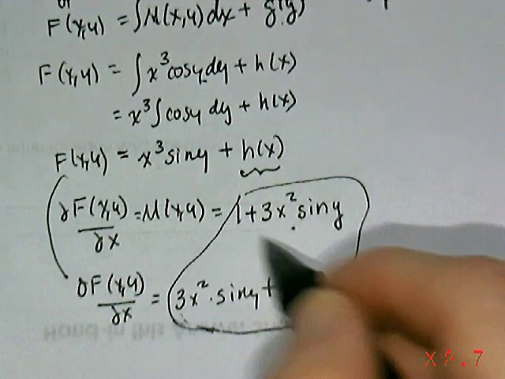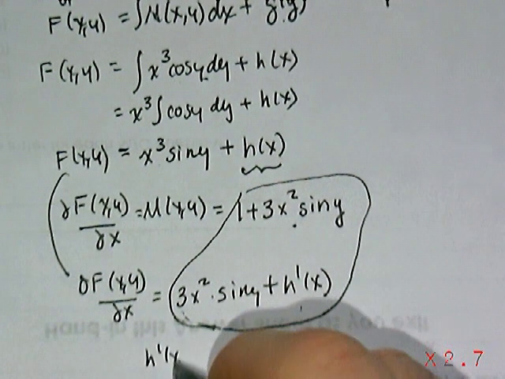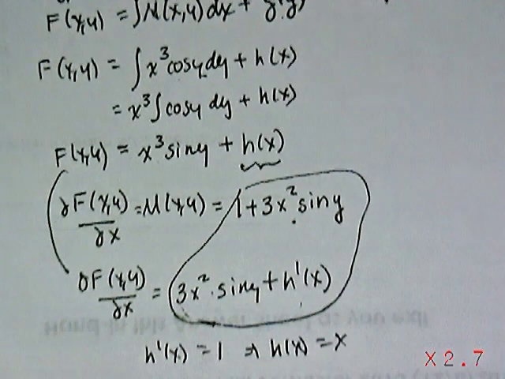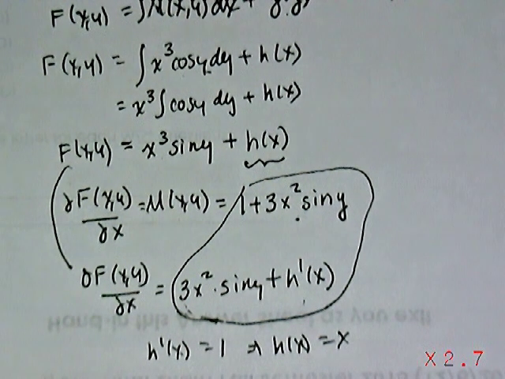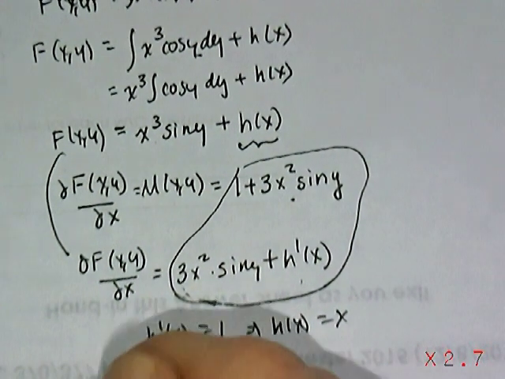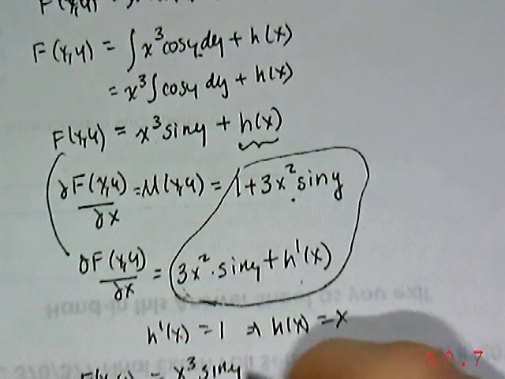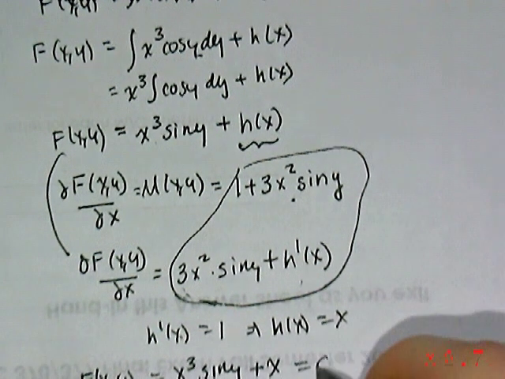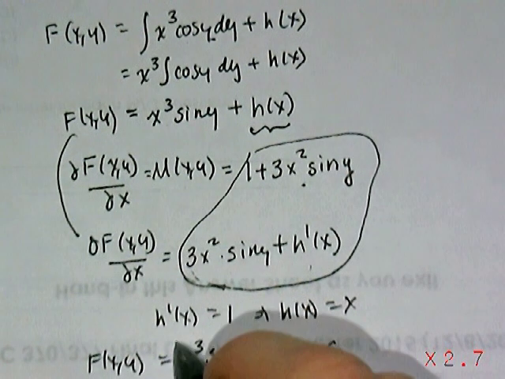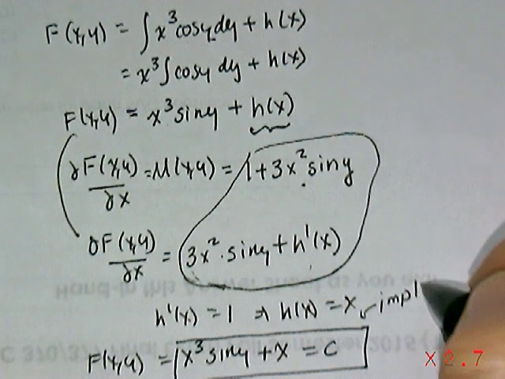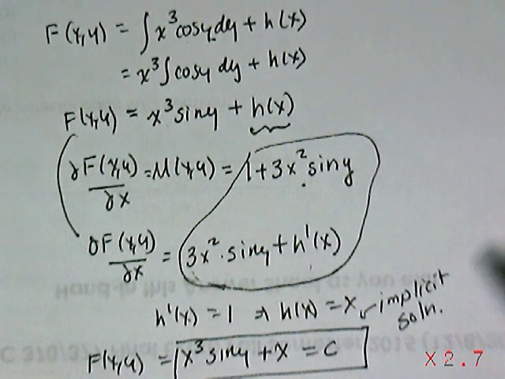So what has to match is that h prime of x has to be equal to 1, which tells me that all h of x really has to be is x. So it's kind of like another integration. It's just a very quick integration to say, if the derivative is 1, the antiderivative is x. So therefore, what we've determined very quickly is that f of x y really is just x cubed sine y plus x. And setting that equal to a constant gives us an implicit solution to this exact differential equation.